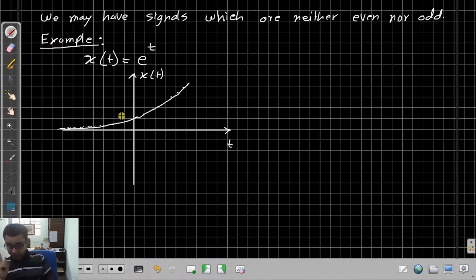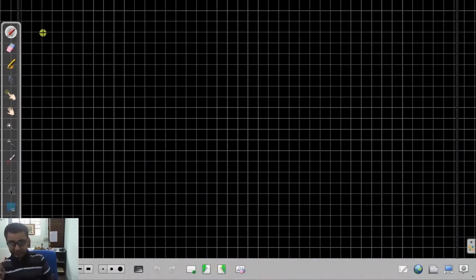But the very important thing that we will learn is this fact, that any signal can be broken into an even and an odd signal.